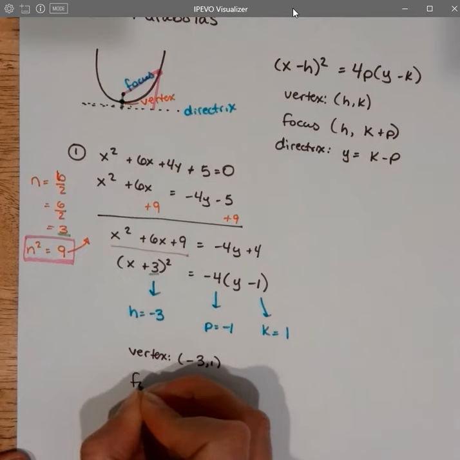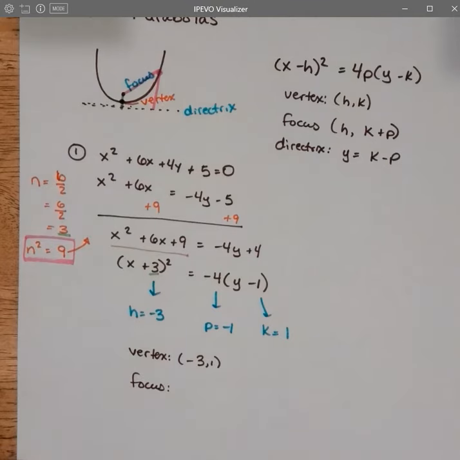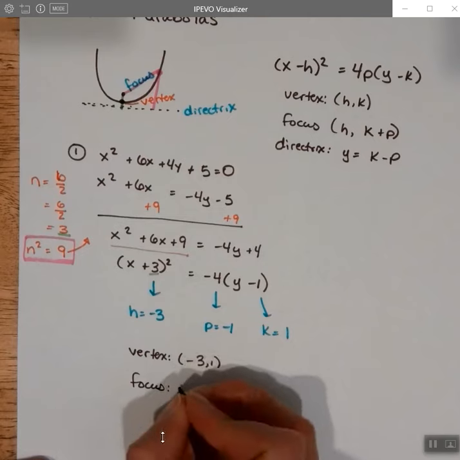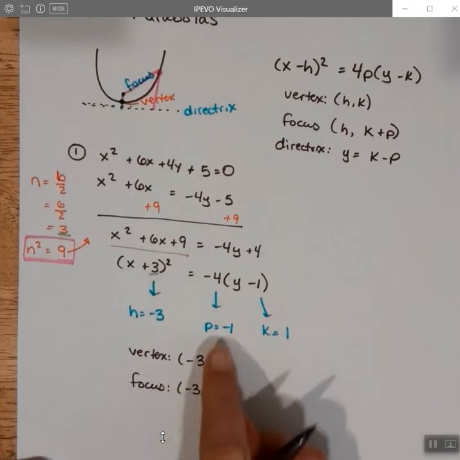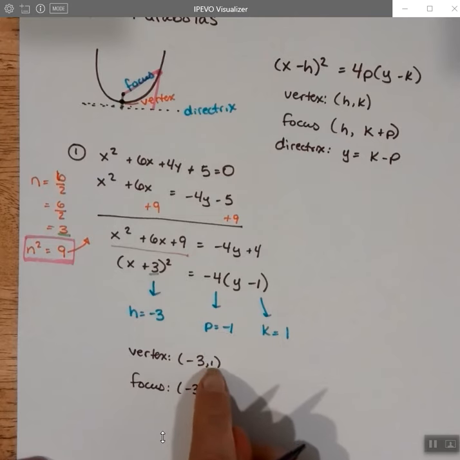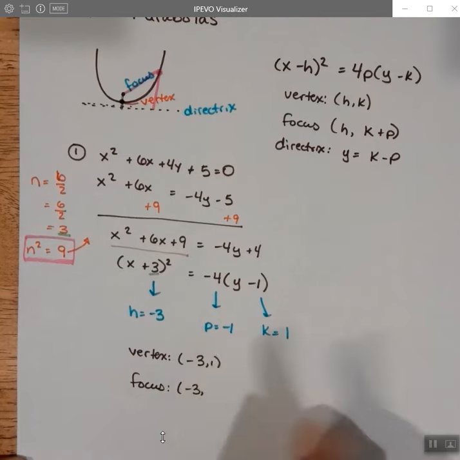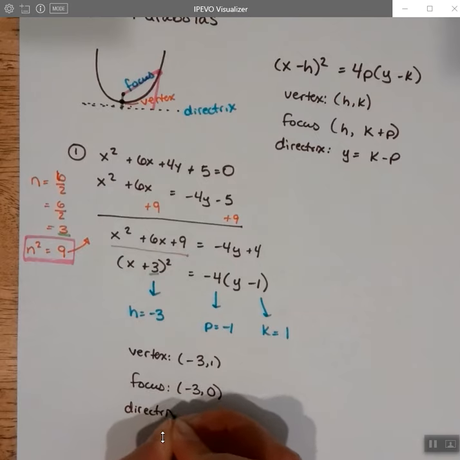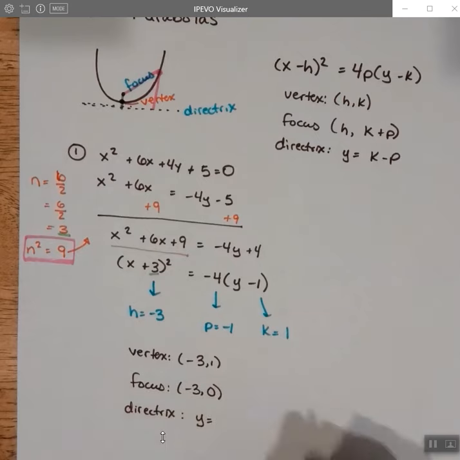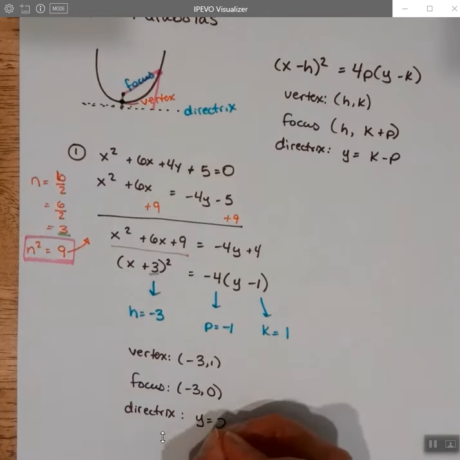Our focus is going to be, okay, so the focus is going to be -3, because I keep the same x coordinate, and then I take p and add it on to my k value. So 1 plus -1 is going to be 0 for the y coordinate of the focus. And then the directrix is a line, y equals, and it is k minus the p value, so 1 minus -1 is going to be 2.